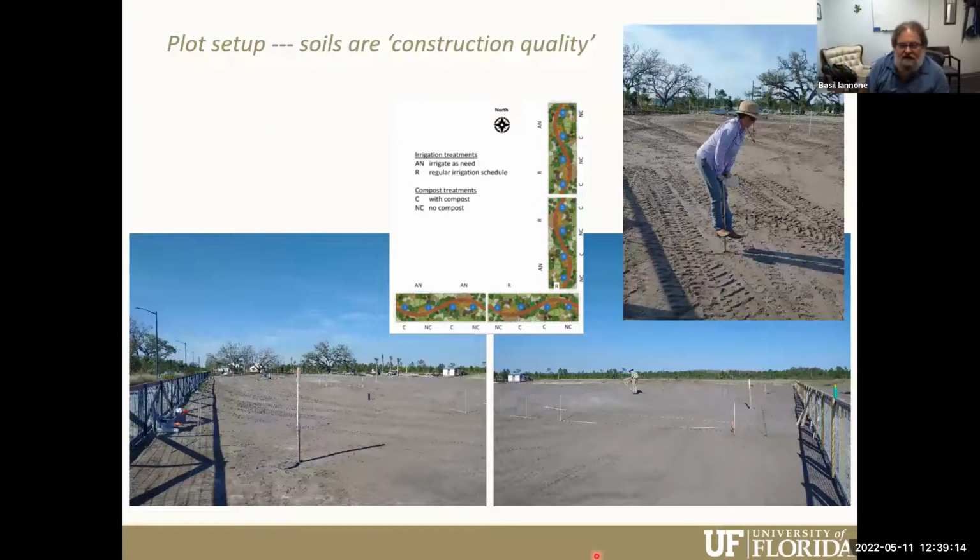So here's a picture before the plots are installed. This is my PhD student, Brooke Moffis. She's also a county agent in Lake County. She's working with me on this project, and just to demonstrate that we are in fact working with classic development soils, she's having a very hard time putting that soil core into the ground, right? So we have very compact soils at this site. So it is going to help us mimic development conditions.